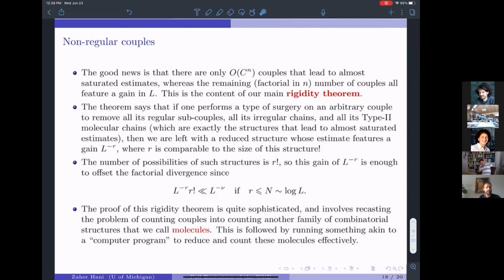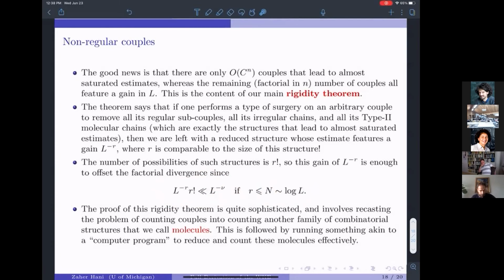This is our gauge for the error. And this is indeed true if you take R to be less than logarithmic in n, which is the case. Remember, we are expanding only up to order n, which is logarithmic in n. Actually, this holds true even for R up to L to the epsilon, but this is more than sufficient for us. And this is how we control those factorially many couples.